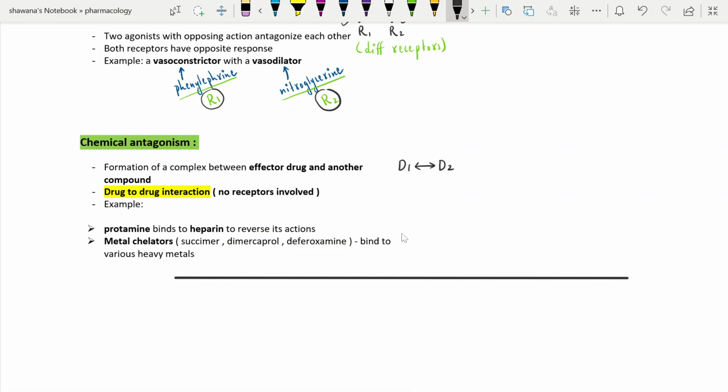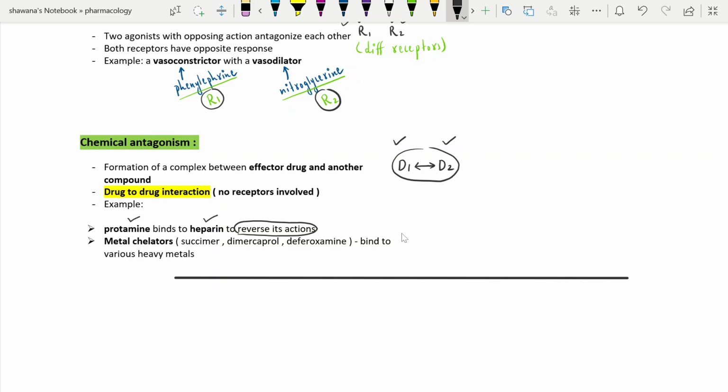What is chemical antagonism? Our last topic for today. It's not an interaction between a drug and a receptor, it's an interaction between two drugs. It's a drug-drug interaction and no receptors are involved. These two drugs are antagonists of each other. One drug is acting opposite to the other. An example is protamine binding to heparin. When protamine binds to heparin, protamine can reverse the actions of heparin. These both are antagonists to each other.